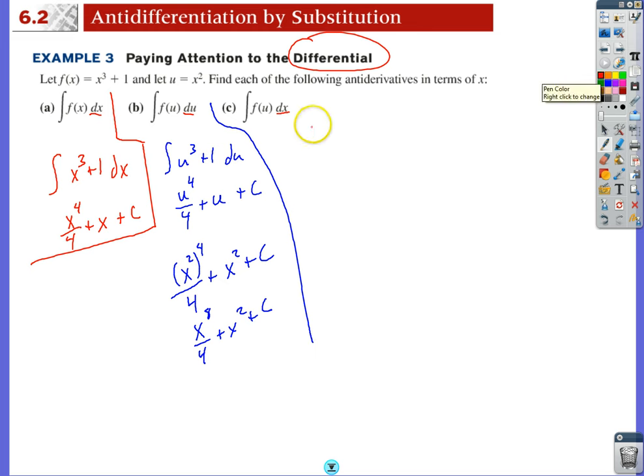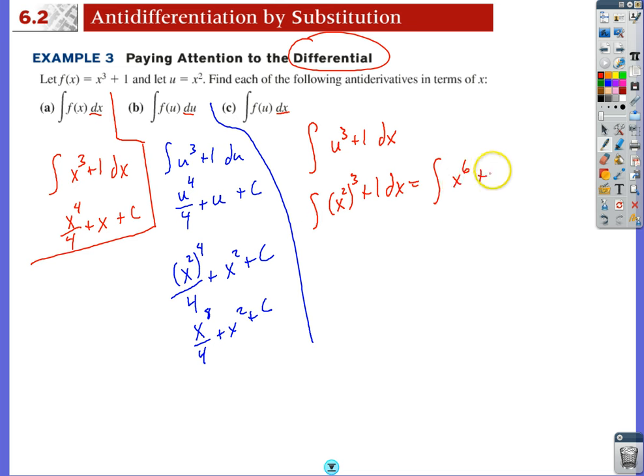So part C, I go, well, it's the integral f of u. Okay, well, that's just u cubed plus 1. Now it says dx. Now I ask myself the same question. Does my differential match up to my integrand? No. So I need to make it match up. So they say u is equal to x squared. Okay, so that means this is going to be x squared to the cube plus 1 dx, which is equal to the integral of x to the 6 plus 1 dx.